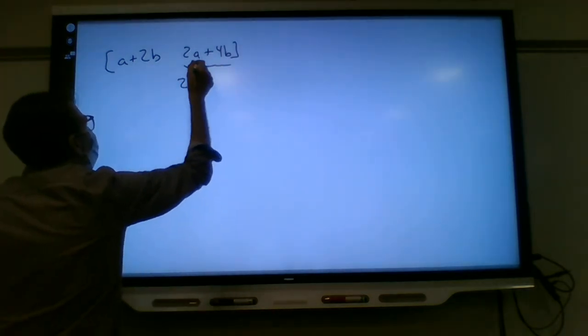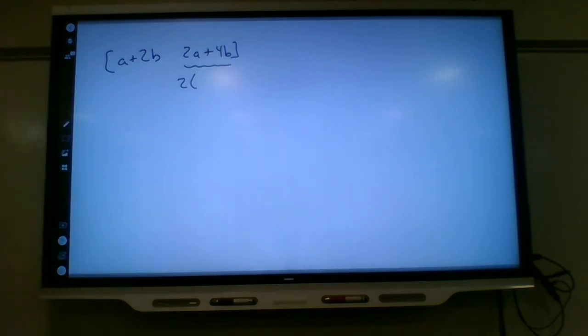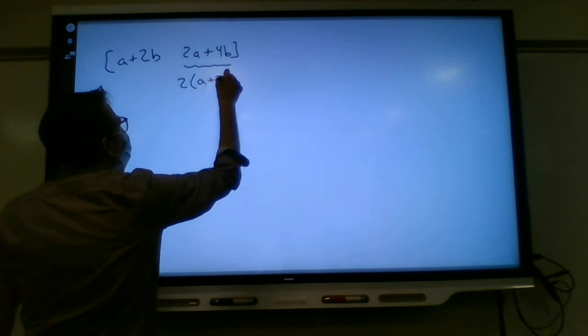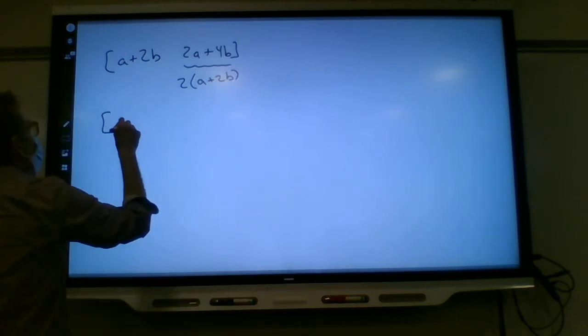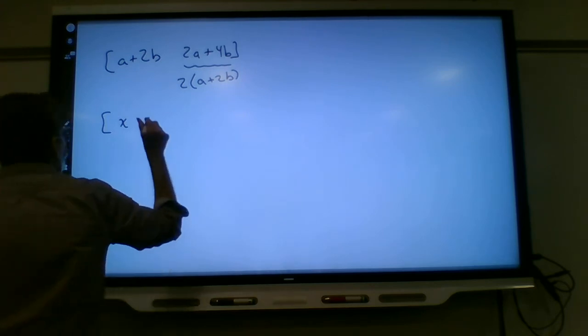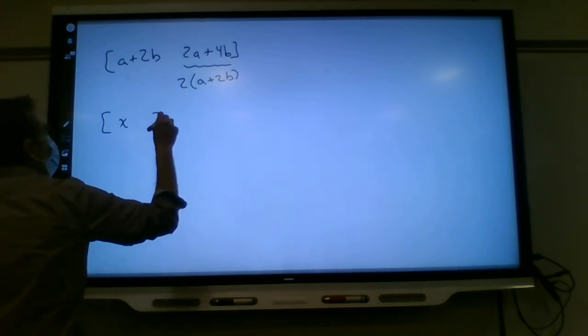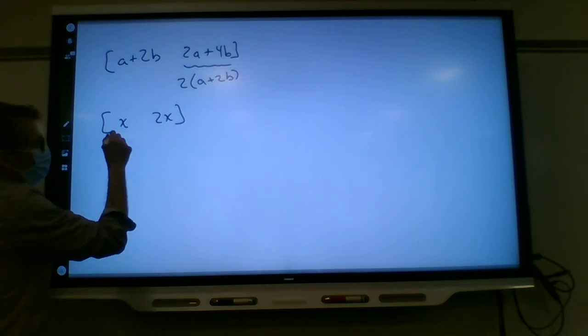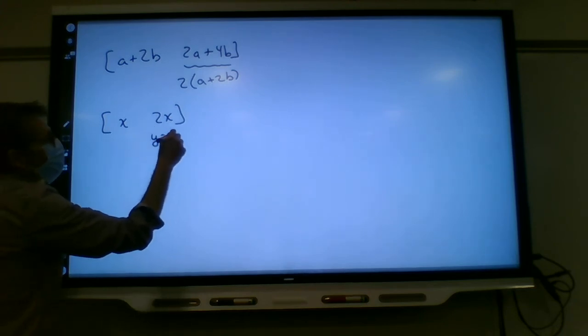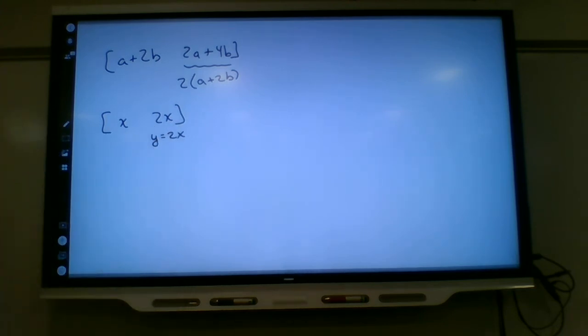We can factor that, can't we? Factor a 2. What do we get? A plus 2B. So what do our vectors look like? Our vectors look like some x value and then 2 times that same x value. Well, what is this? This is x is x, and y is equal to 2x.